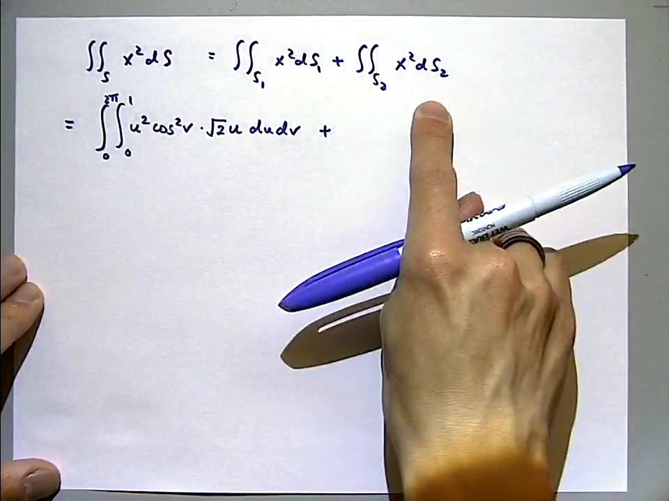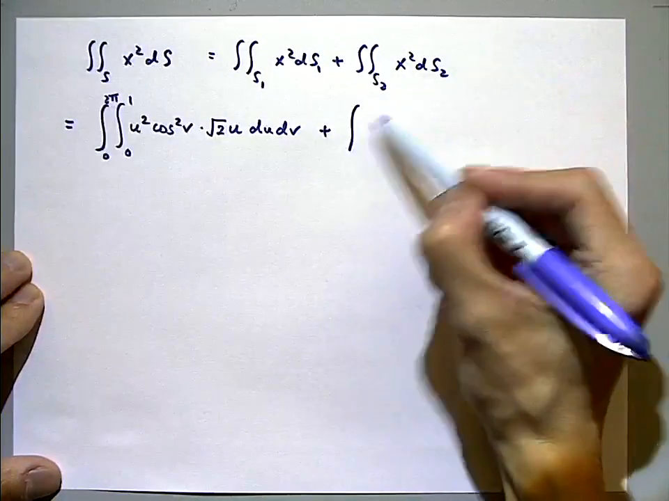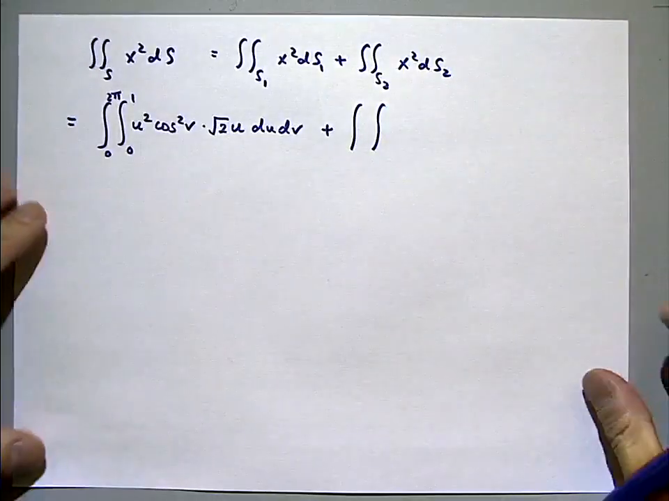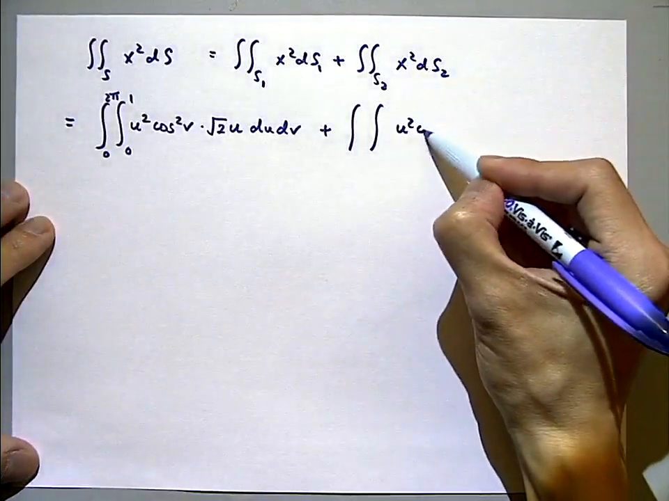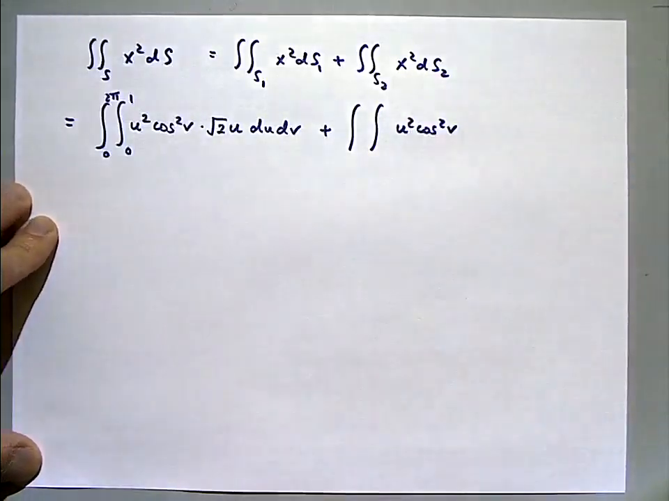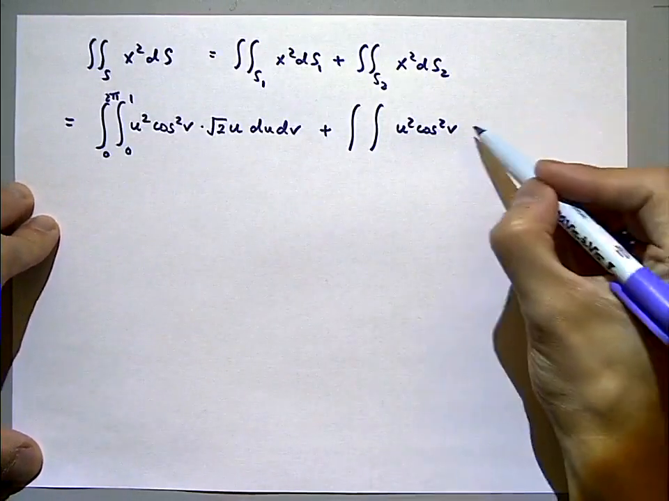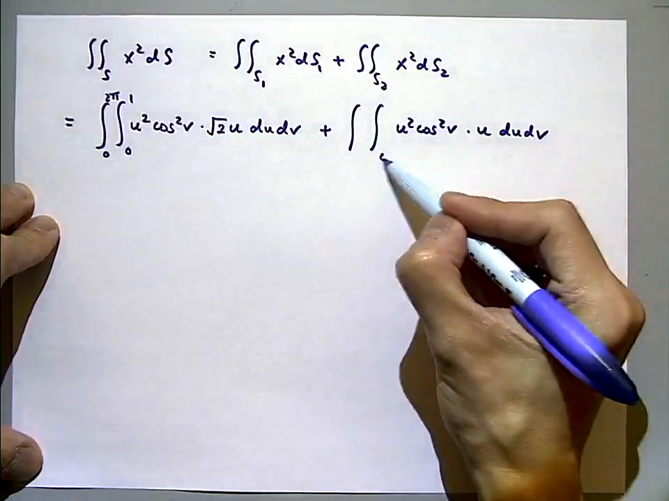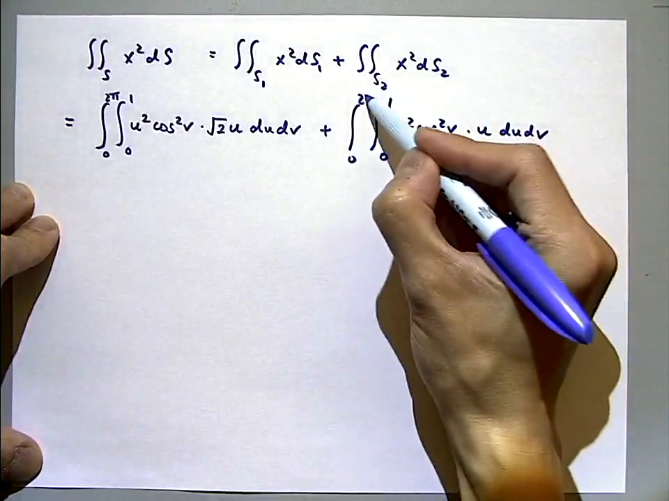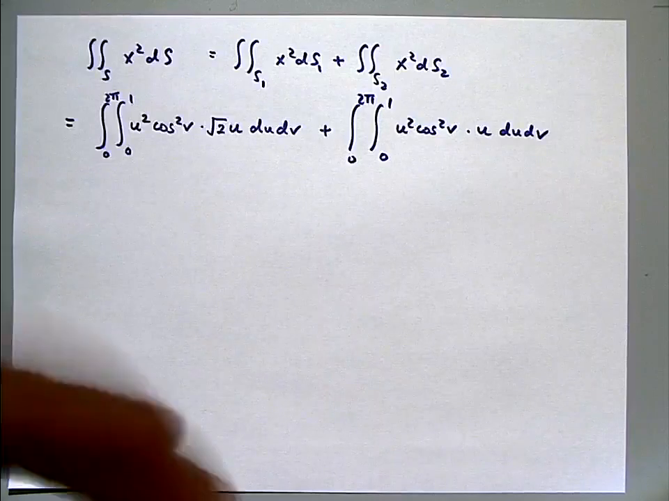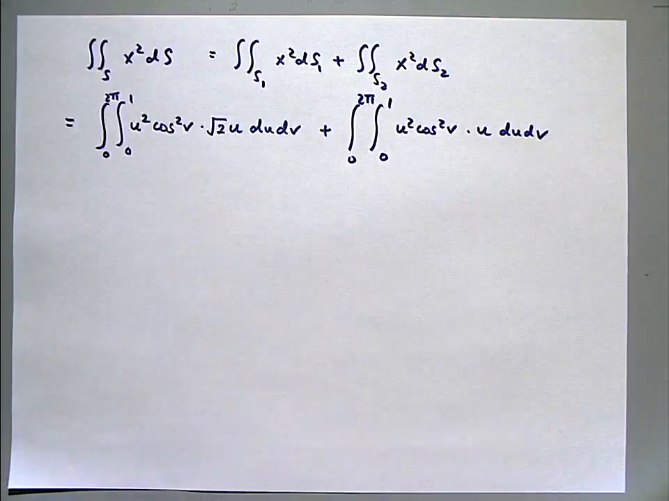And now the cap at the top. Same thing. The x component of S2 is still u cosine v, so square that. And now dS2, Ru cross Rv for the second surface is u, and then du dv. Okay, so you split this up and then you parameterize them, Ru cross Rv for each one of them, integrate.